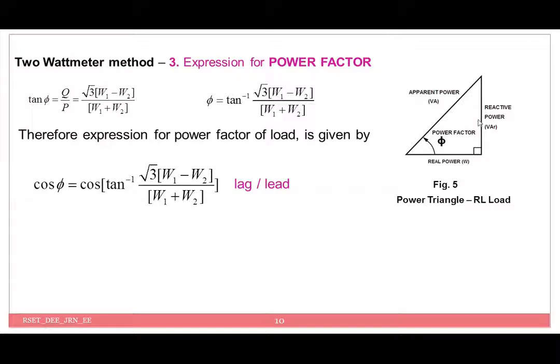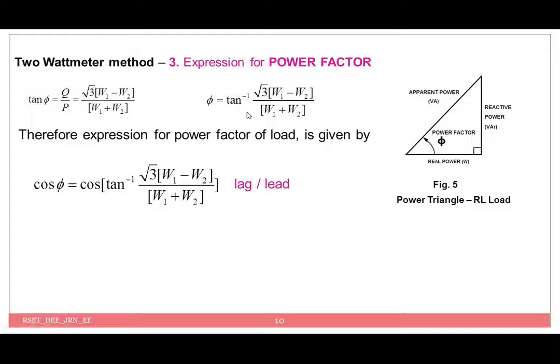Now let us consider the power triangle. You are familiar with the power triangle. Since the load is an RL load, this represents a shape which lies in the first quadrant of the complex plane. So this represents my power triangle: active power or real power, true power, reactive power, and this is my apparent power. So this represents a right angle triangle. Now tan φ is opposite side by adjacent side. So this is my reactive power, which is given by root 3 into (W1 minus W2), and the active power we already saw, P is equal to W1 plus W2.